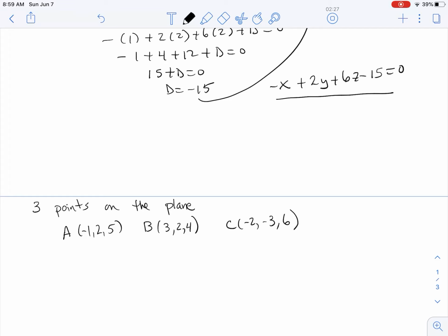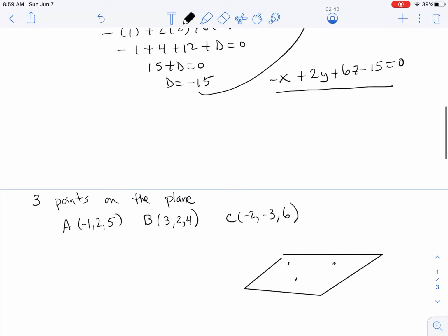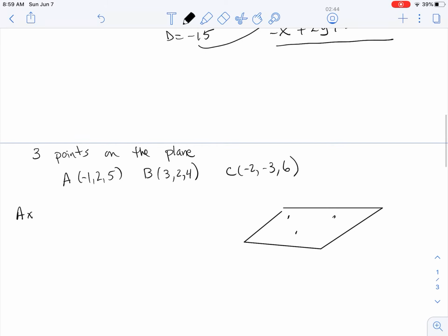Okay, now this one's an interesting one. When you're given 3 points on the plane, so let's look here. So we got our plane, and you got 3 points on the plane. So what you need here, like you still have to go into this form. So recall that now we know the normal vector of that plane is ABC. So normal vectors we know are perpendicular vectors.